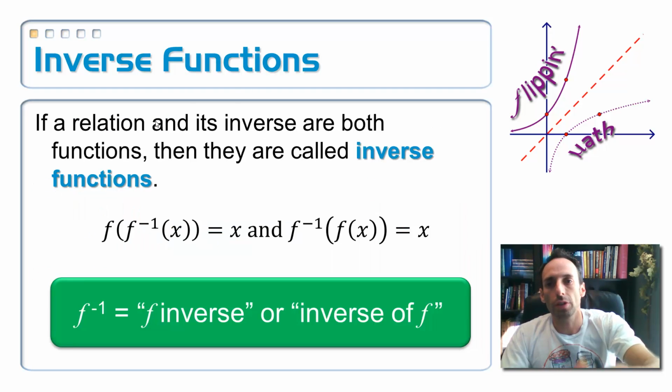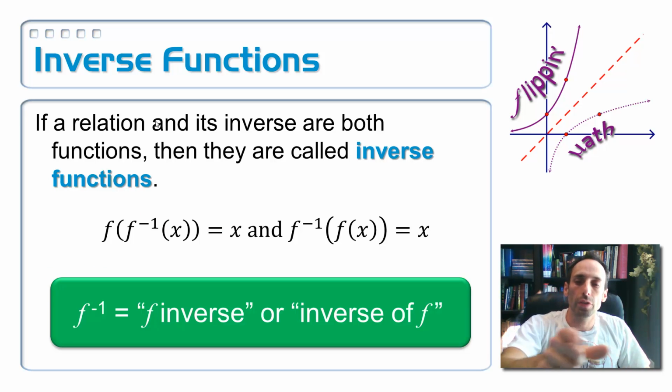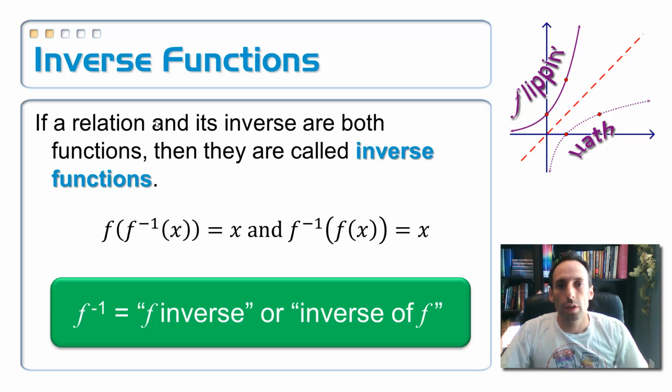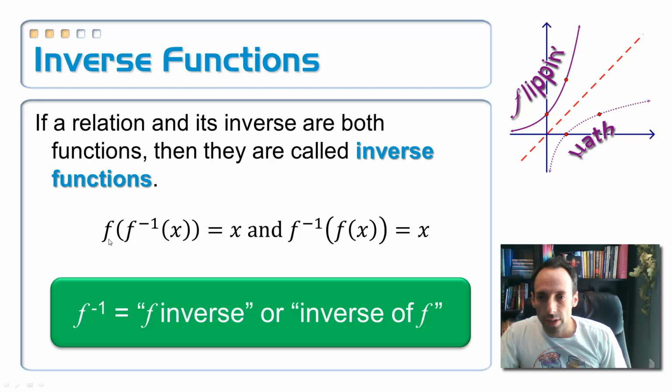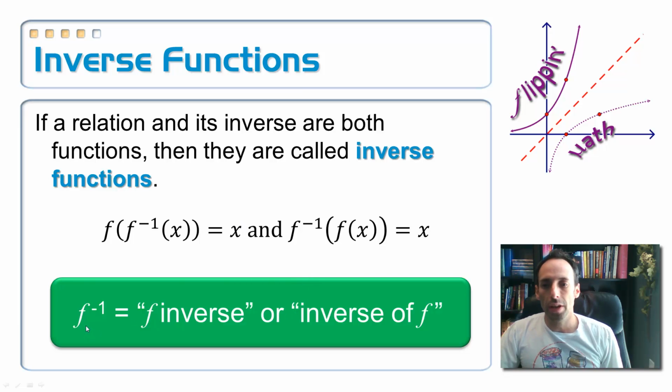Okay, so here is the actual definition then of inverse functions. If a relation and its inverse are both functions, then they are called inverse functions. And this is what has to happen. If you put f inverse, that's the inverse, into the original function, that's function composition, you get x back. And you do it in either direction, it doesn't matter. They will undo each other. And then again, there's that notation, f with a little -1 is read f inverse, or the inverse of f.